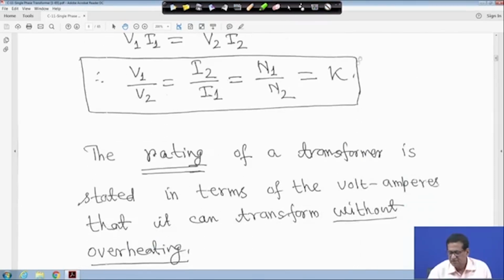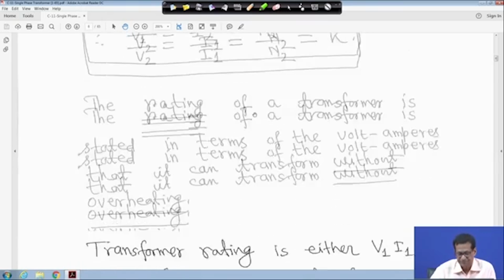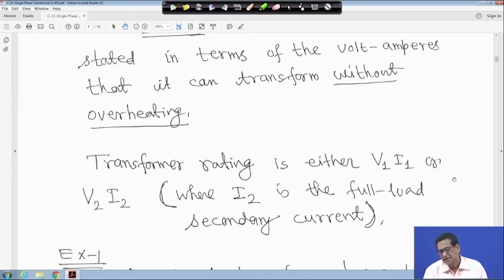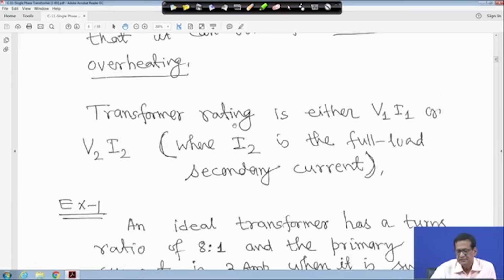The rating of a transformer is stated in terms of the volt ampere that it can transform without overheating. Transformer rating is either V1 I1 or V2 I2, where I2 is the full load secondary current. Generally on the transformer nameplate you will find its kVA rating, its frequency, and per unit impedance all given. We will come to the phasor diagram and other things later.